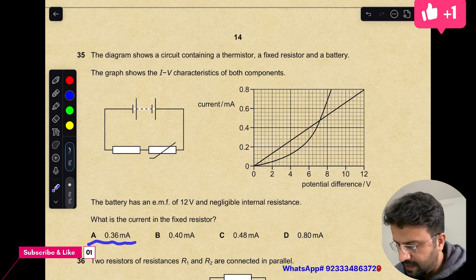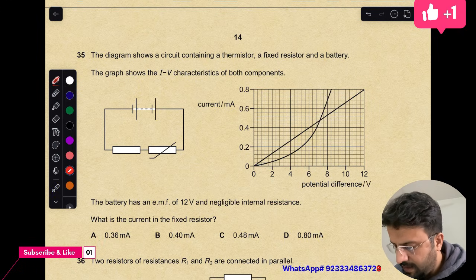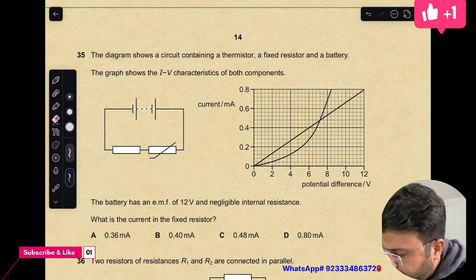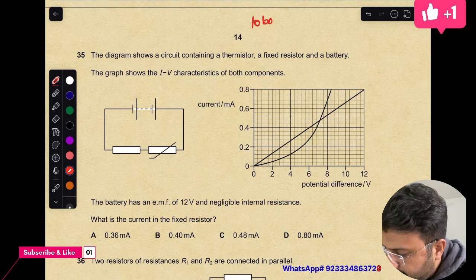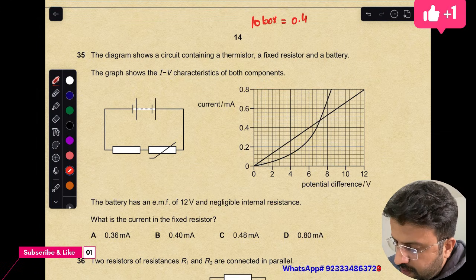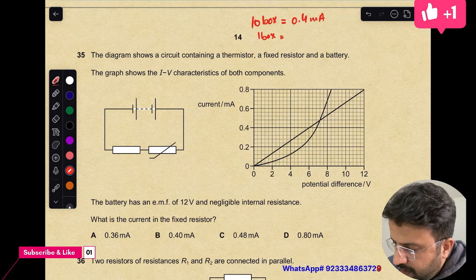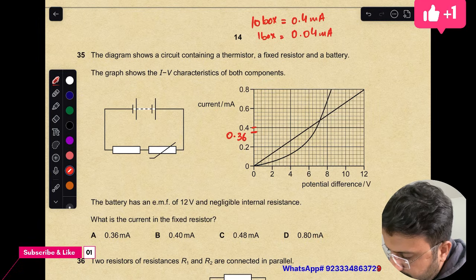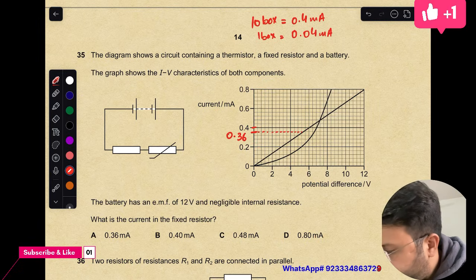Let's suppose we try this one, when the current is 0.36, then what will happen? If you see, these are 10 boxes, so I can say 10 boxes equals 0.4 milliampere. So one box will show me 0.04 milliampere. So if this is 0.4 minus 0.04, this will be 0.36.